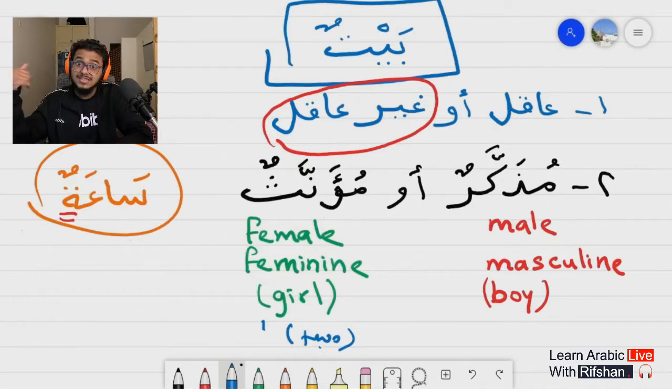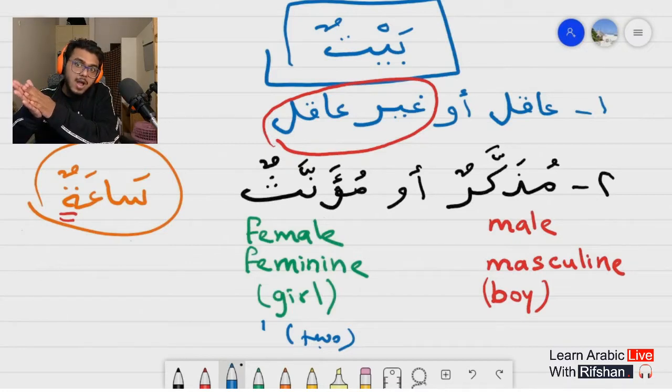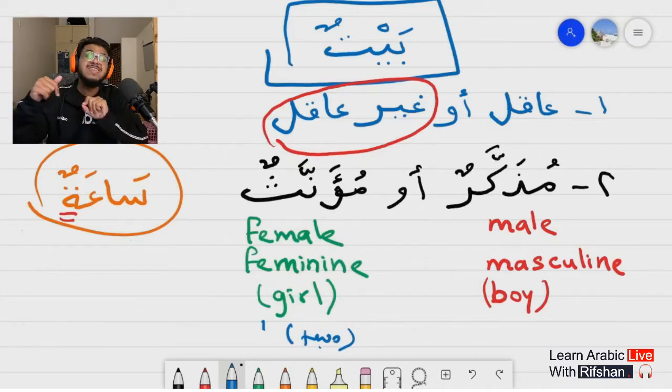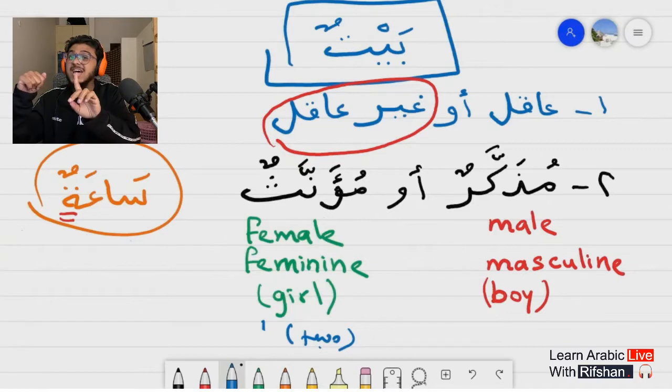Muannath is in the gender. Muannath goes with what? Mudhakkar. So whenever you say mudhakkar, you should remember muannath, male, female. Okay, muthanna with the tha as the second letter, this is something else. Muthanna is something else, muannath is something else. You can see the second letter is tha in muthanna, the dual, but in muannath, it's the last letter.